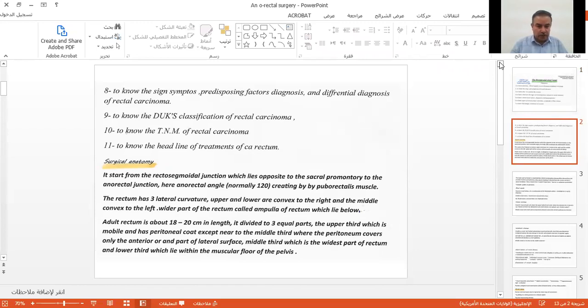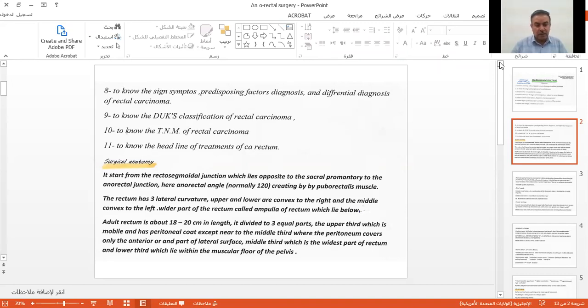Surgical anatomy of the rectum: it starts from the rectosigmoid junction, which lies opposite to the sacral promontory, to the anorectal junction. Here is the anorectal ring, about 120 degrees, created by the puborectalis muscle. The rectum has 3 lateral curves, upper and lower convex to the right and the middle convex to the left. The wider part of the rectum is called the ampulla of the rectum.